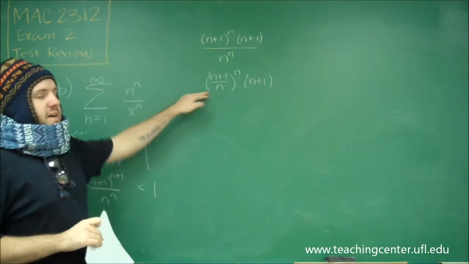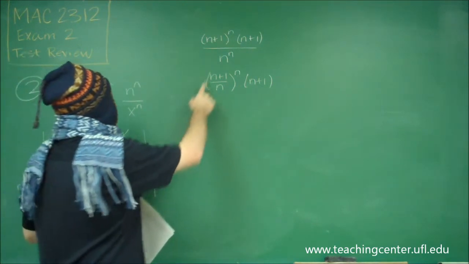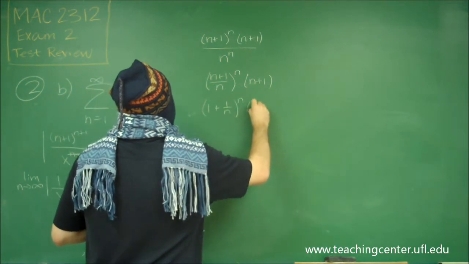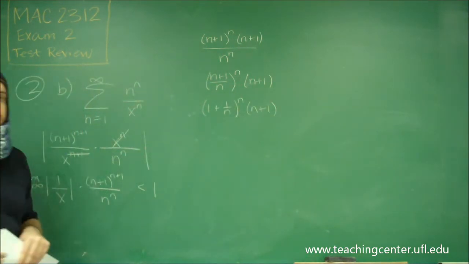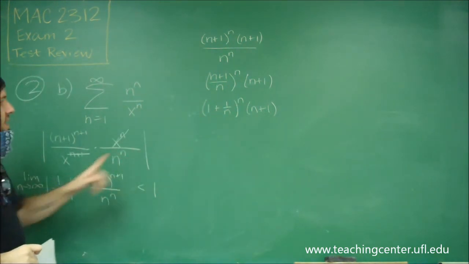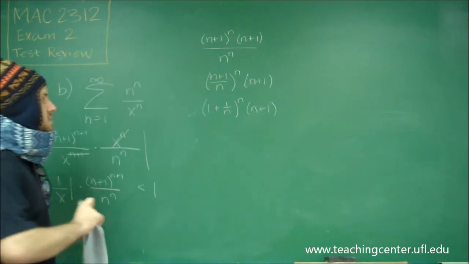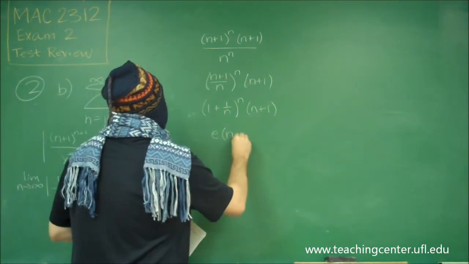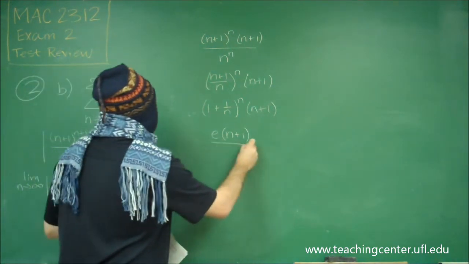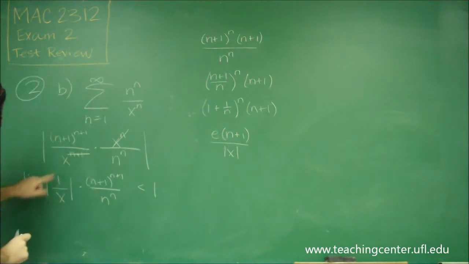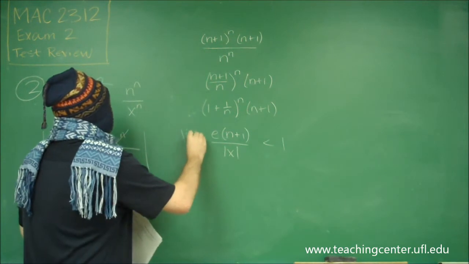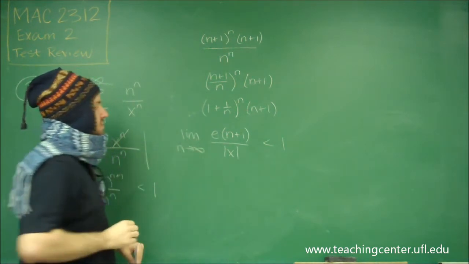So this part should look familiar to you. If we divide each term by n, we get (1 plus 1 over n) to the n, times (n plus 1). So (1 plus 1 over n) to the n, as n goes to infinity, that's the limit definition of the number e. So we have e times (n plus 1) is what this whole part simplified to. This was divided by the absolute value of x. And we want this to be less than 1, as the limit as n goes to infinity.